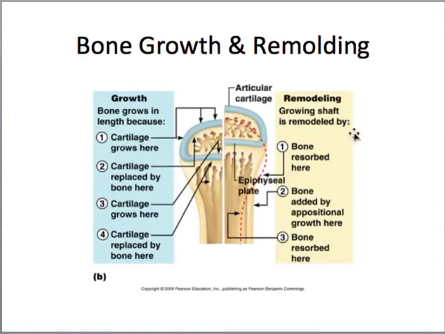Remodeling also occurs. The shaft is remodeled by the action of osteoclasts and osteoblasts. You can see here where bone is being resorbed by osteoclast activity, and where bone is being added by appositional growth, osteoblast activity, and where bone is being reabsorbed again by osteoclast activity. So what this is doing is just reshaping the bone so that it's better able to deal with the applied force.